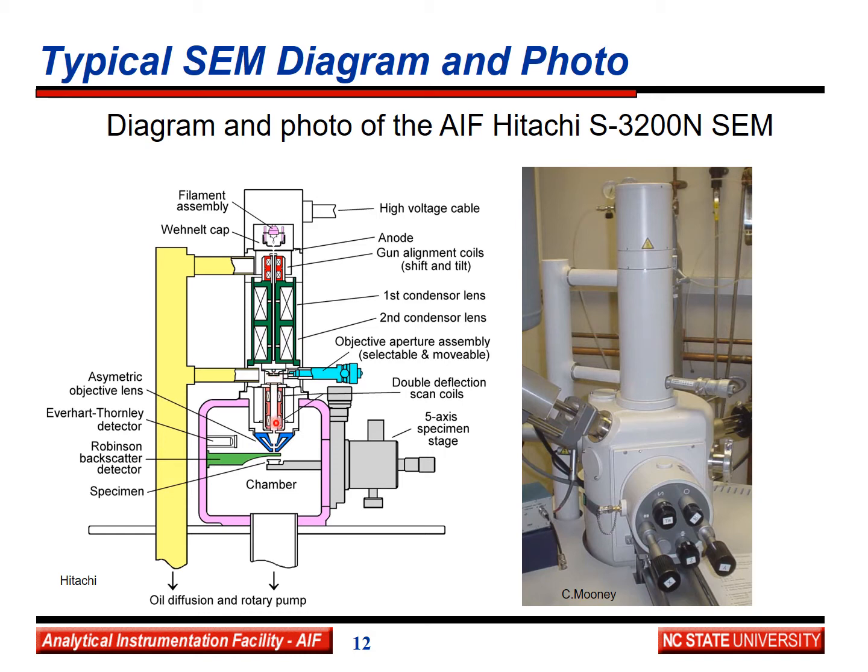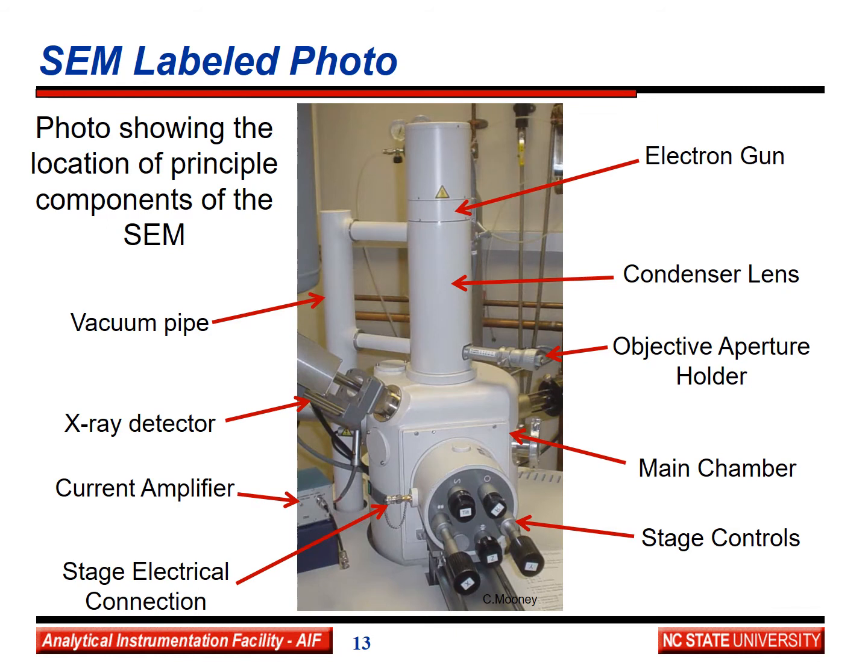Below the objective aperture we have a set of double deflection scan coils followed by the objective lens. Inside the chamber we have a 5-axis specimen stage and a set of electron detectors. If we look at the outside of the microscope, at the very top we've got the electron gun, and the electron gun is in this general area.